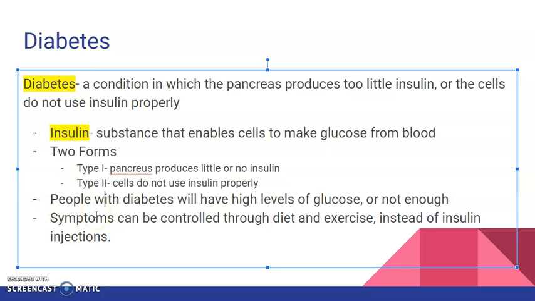And people with diabetes will typically have high levels of glucose or not enough. They'll either be too high or too low. And the whole goal of treating diabetes is to make it stay level. So lower it when it's too high and raise it when it's too low. And symptoms can be controlled through diet and exercise instead of insulin injections, but a lot of people will get insulin. But you can actually control it with eating right and exercising regularly. And that's all I have for you today.